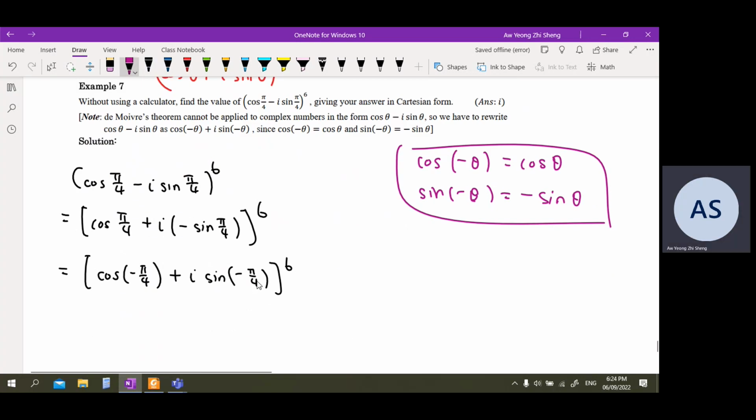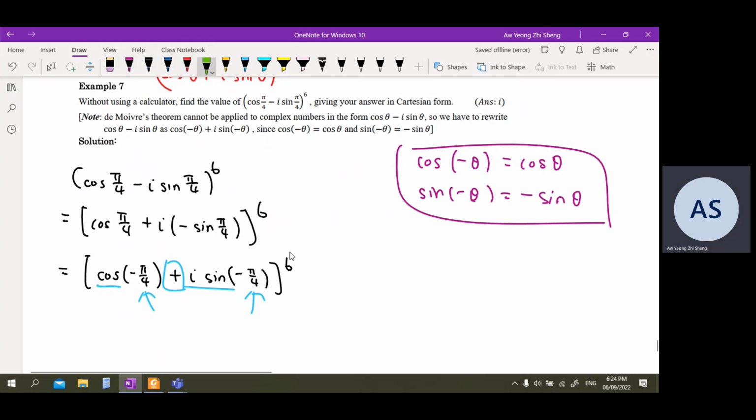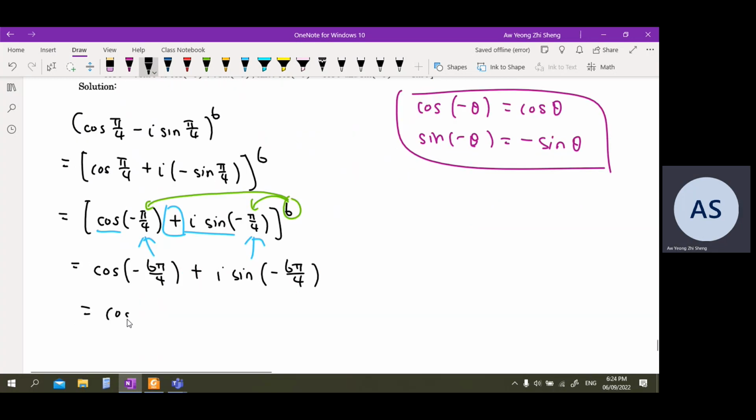Okay. Now I have the form cos plus I sine. Cos plus I sine, I have a plus in between. I have the same angle. Okay, then now we can apply de Moivre's theorem, where the power 6 can now be happily distributed. Cos of minus 6 pi over 4 plus I sine minus 6 pi over 4. 6 pi over 4 is just 3 pi over 2.